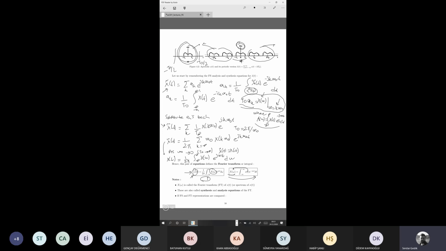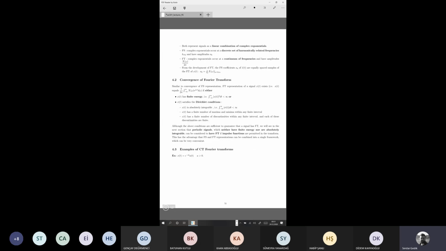If you compare Fourier series and Fourier transform, these are the similarities and the differences. Both represent signals as a linear combination of complex exponentials. Remember, Fourier series deals with periodic signals, and it is simply summing the exponential terms. The Fourier transform, on the other hand, can represent aperiodic signals as well, and it is based on the integration of the complex exponentials.